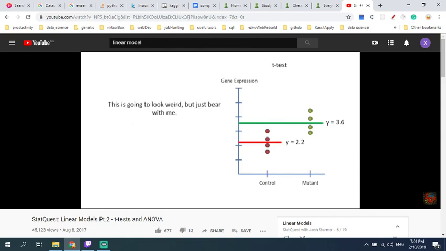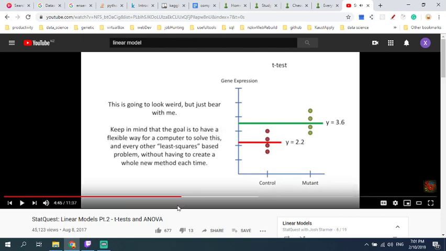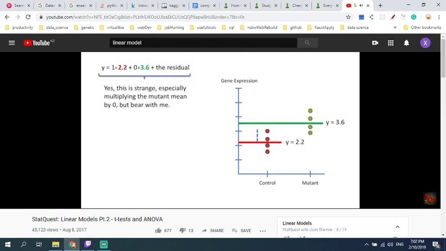This is going to look a little weird, but just bear with me. Keep in mind that the goal is to have a flexible way for a computer to solve this and every other least squares based problem without having to create a whole new method each time. This is the equation which combines both lines for this point. We have 1 times the mean of the control data, 0 times the mean of the mutant data, plus the residual. Yes, this is strange, especially multiplying the mutant mean by 0, but bear with me.